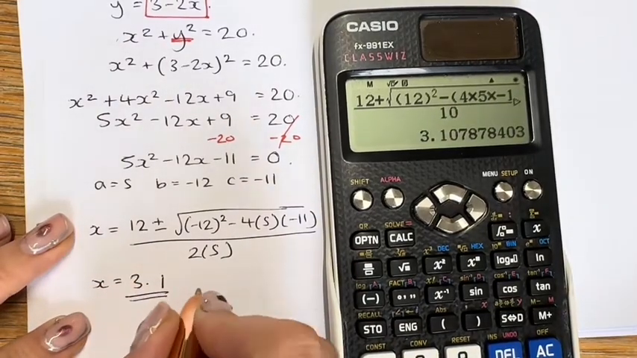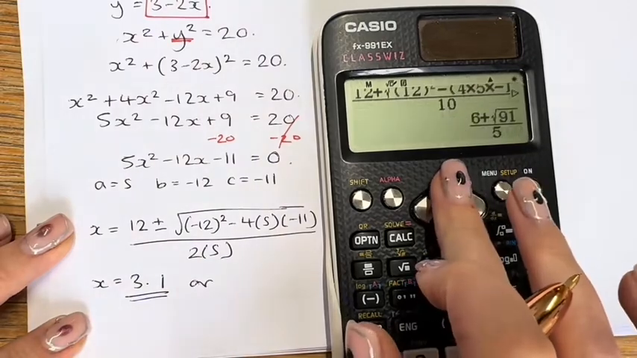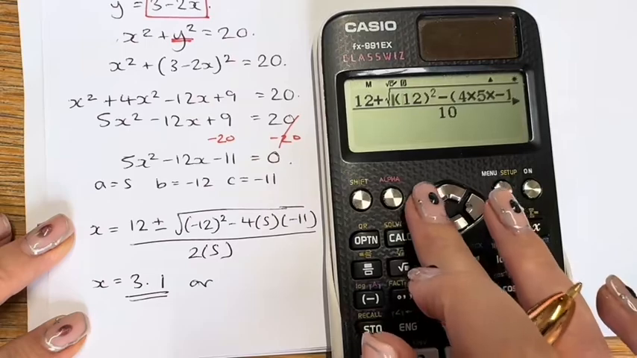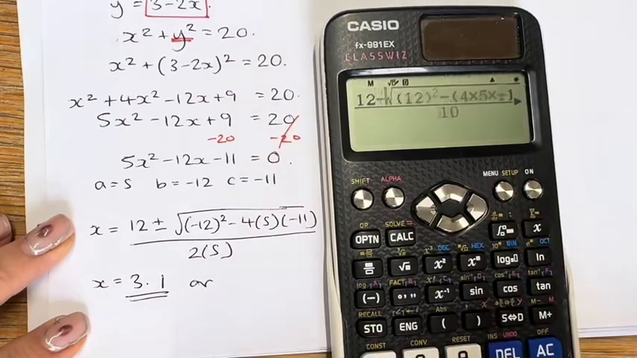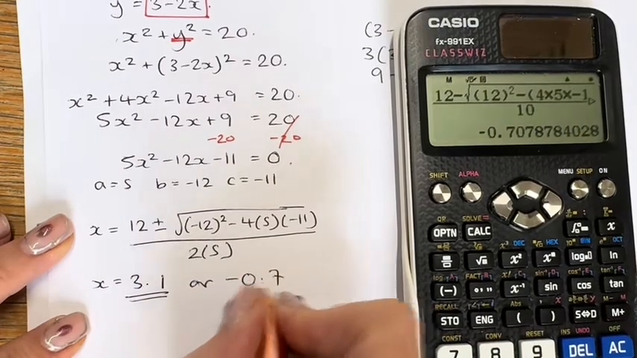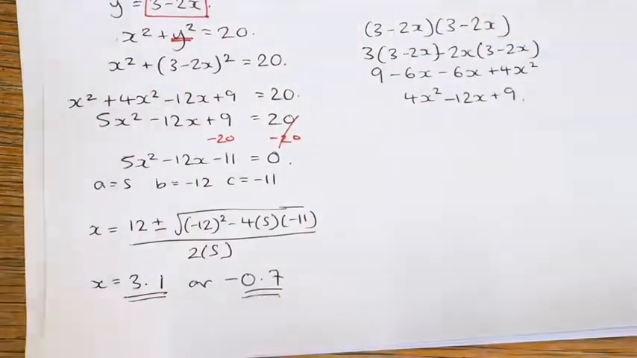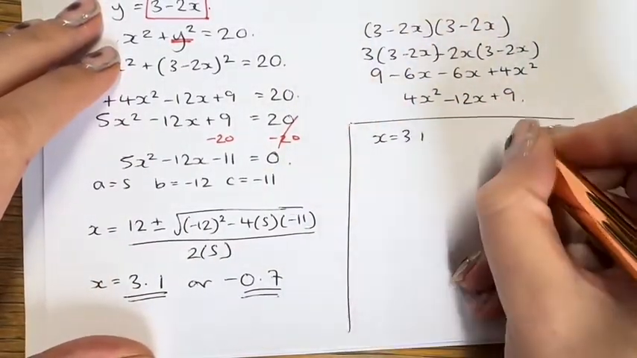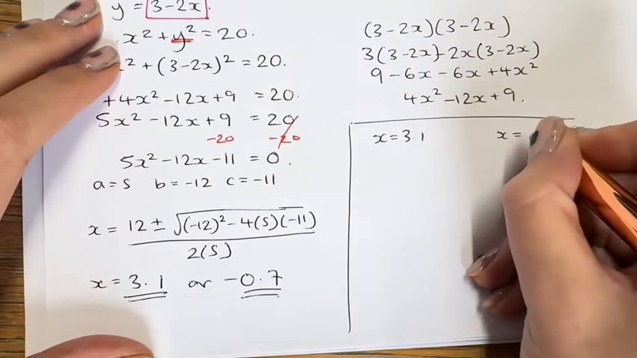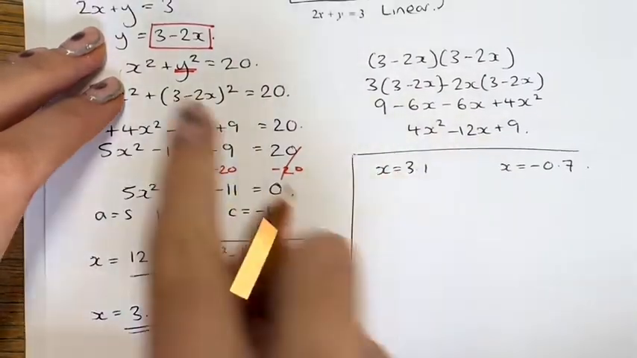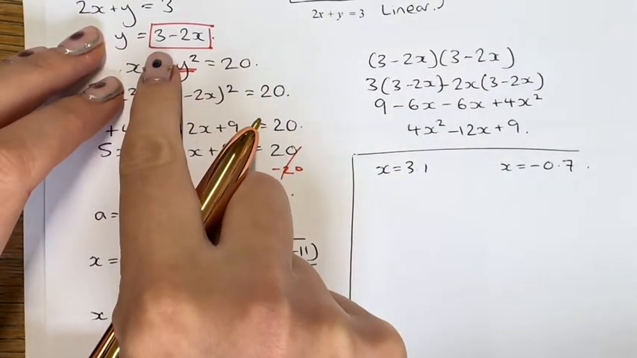3.1, that's fine, we'll leave it as that. Or if I go back, change it to a minus, minus 0.7. Okay, now they're my x values. When I've got my x values, I actually need to now find out my y values. So I've got these two options, 3.1 and minus 0.7.